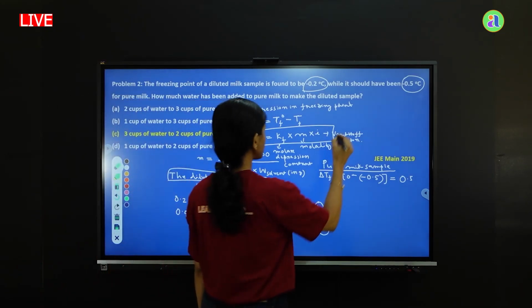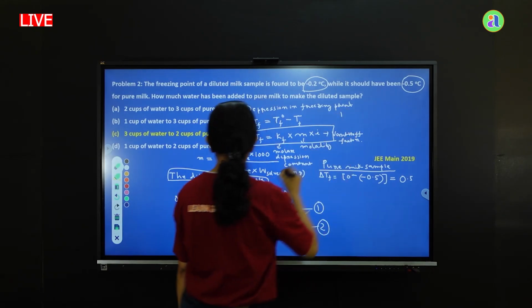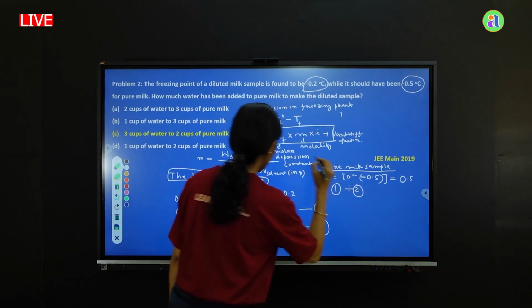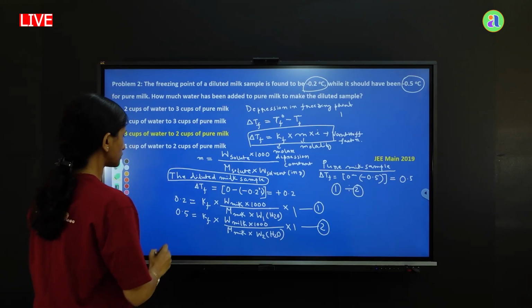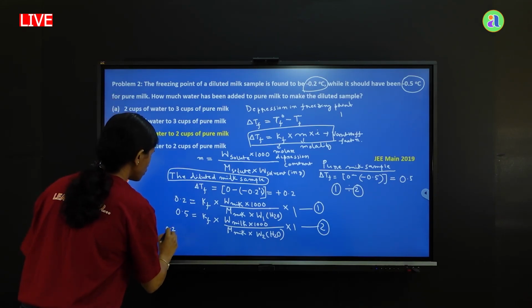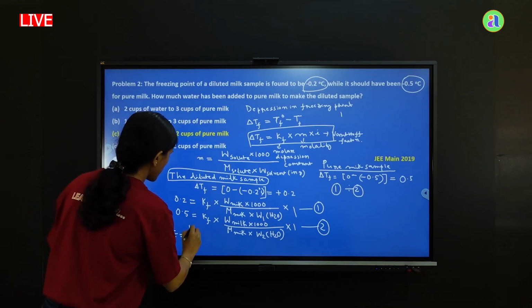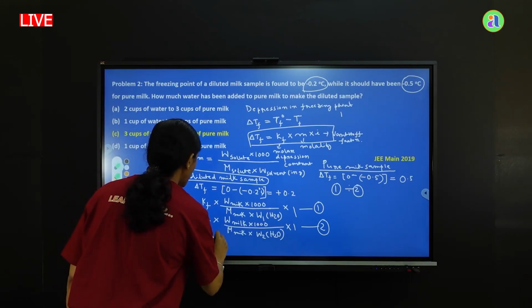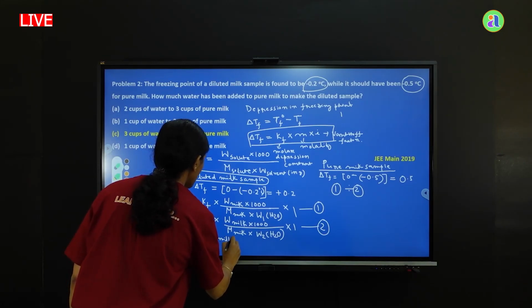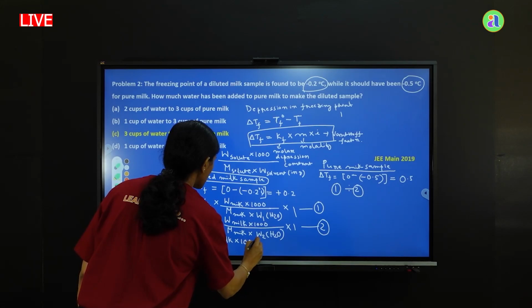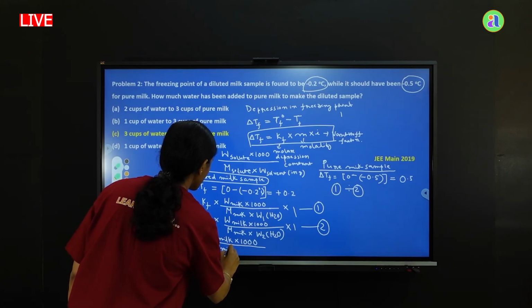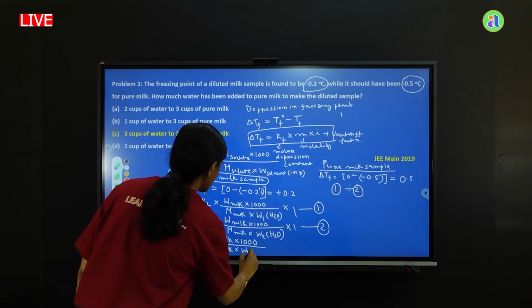Now, if we do 1 divided by 2, what will we get? So, 0.2 divided by 0.5 is giving you Kf by Kf times W milk times 1000 divided by mass of milk times W1 water.